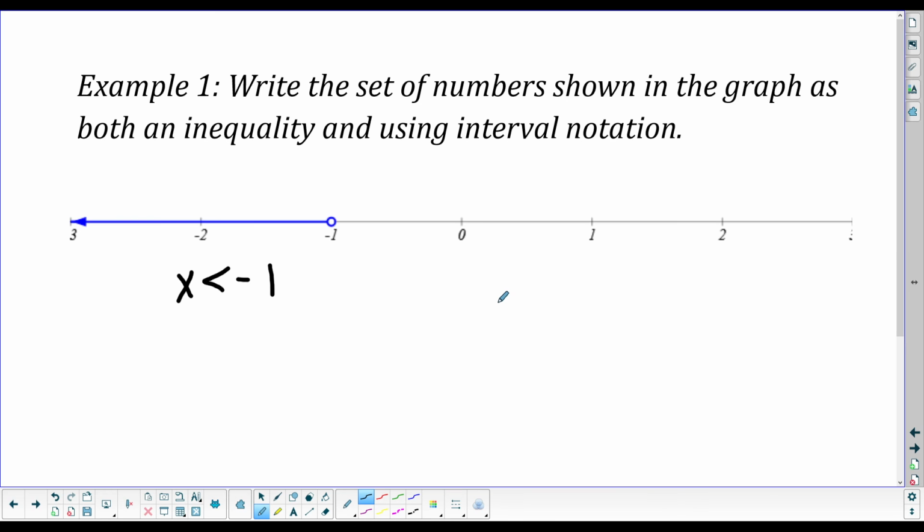In interval notation, well, if I look at the left side of this, it goes on forever. So I'm going to say -infinity. And for the right side, it's going to end here at -1. So for my right side, it's going to be -1. I've got an open circle here, so that's going to be a round bracket. It can't be equal to -1. And because we have an infinity, we'll also use a round bracket there. Okay, so three different ways of describing that set of numbers.